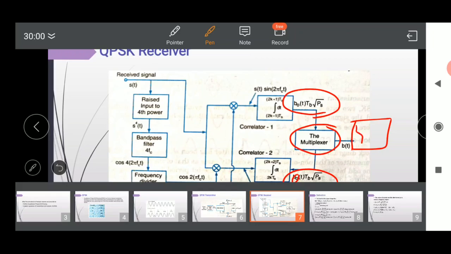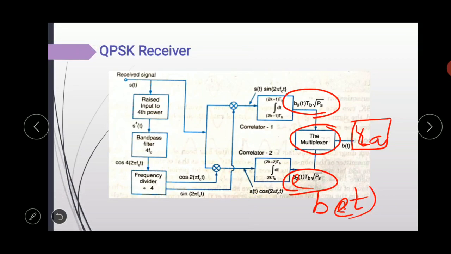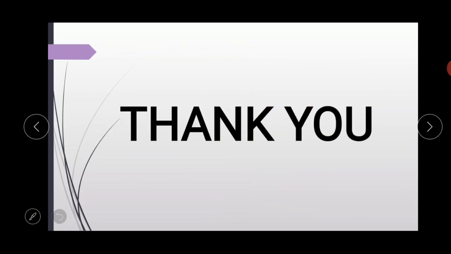The latch holds them for the bit time tb. Each individual integrator output is thus sampled at an interval of 2 tb. At the output of the latch we get the signal, that is b of t. So this is all about QPSK. Thank you.